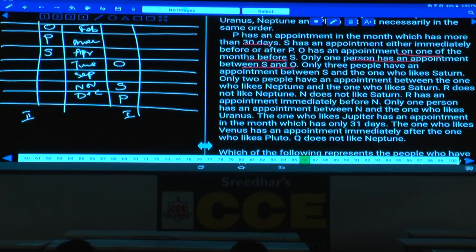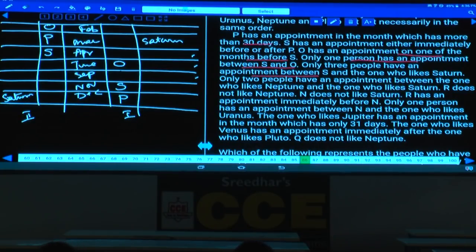Then only 3 people have an appointment between S and the one who likes Saturn. 3 between S and the one who likes Saturn, 1, 2, 3, hence the person who likes Saturn will have an appointment in the month of March. And in this case, Saturn must be in the month of December.